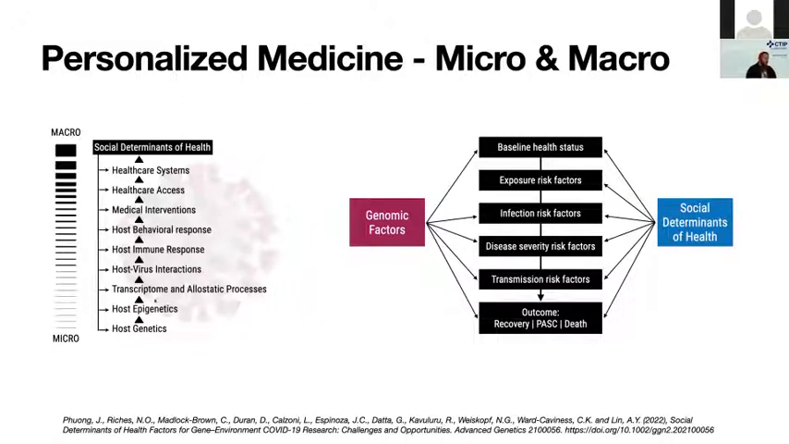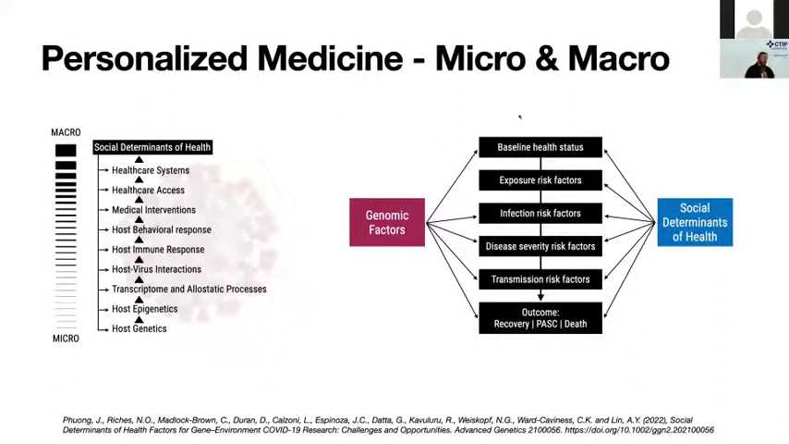And the micro is thinking about, great, the host genetics. Does the host express this specific gene? Well, then what are the epigenetic and methylation processes? The transcriptome and allostatic regulation. Well, then there's host virus interaction, host immune response, host behavioral response, which then drives medical interventions or access to medical interventions. That tells us about their access to healthcare and healthcare systems. But the social determinants of health really have a role to influence all the way down this scale from micro to macro.